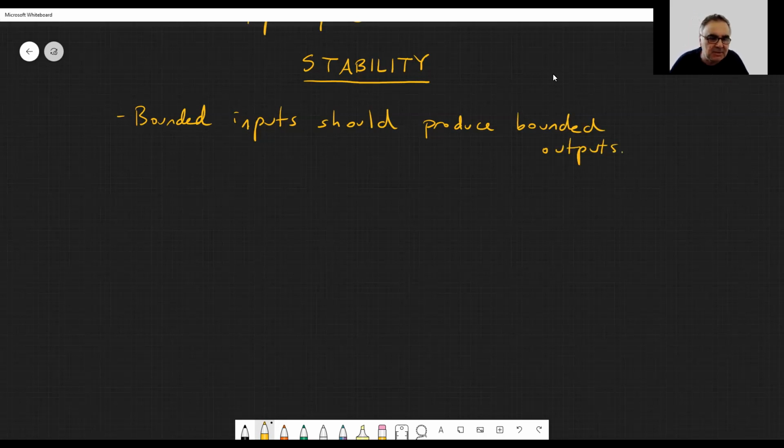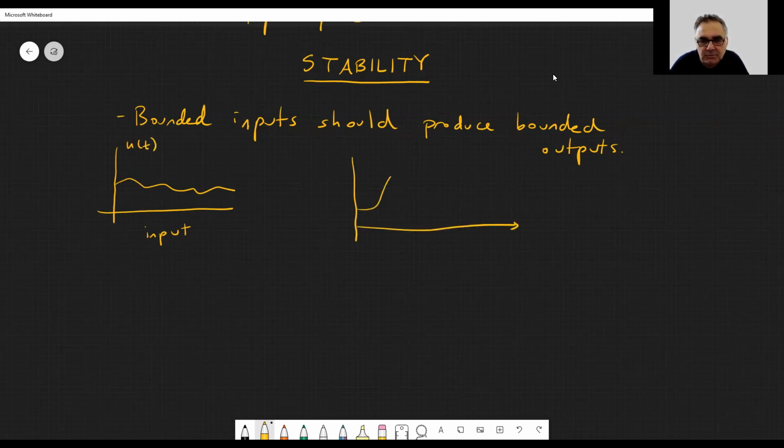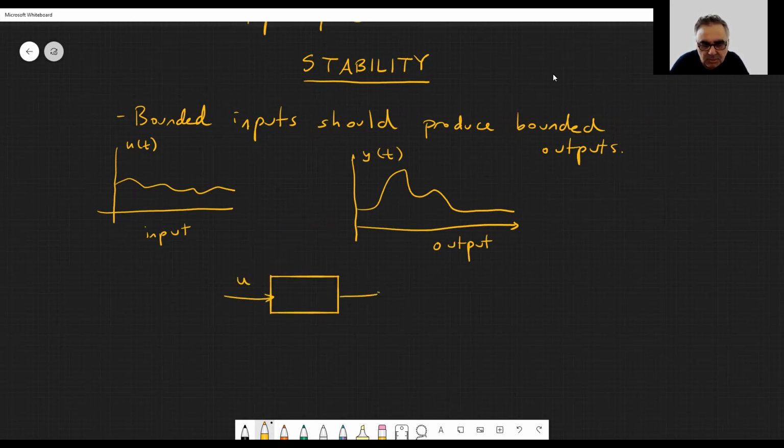That is, if the input to the system is like this, let's say, this is u of t, the output should also be bounded. That is, it should not go to infinity. And this is a system like this one again, where u is the input, y is the output, and this is the system.